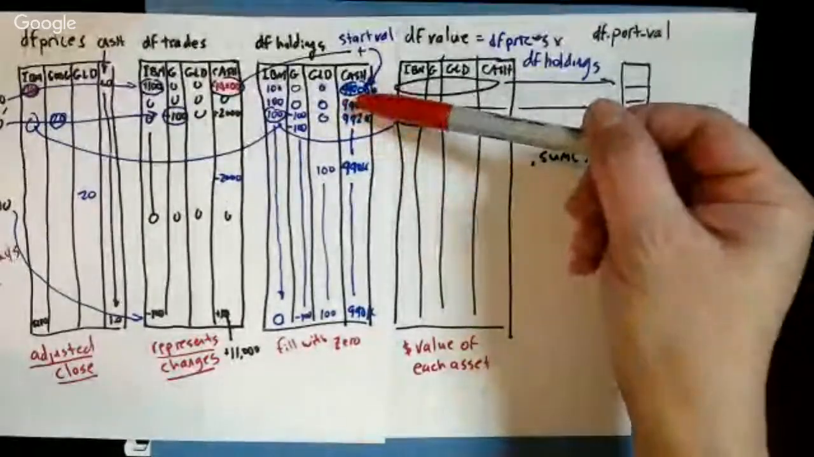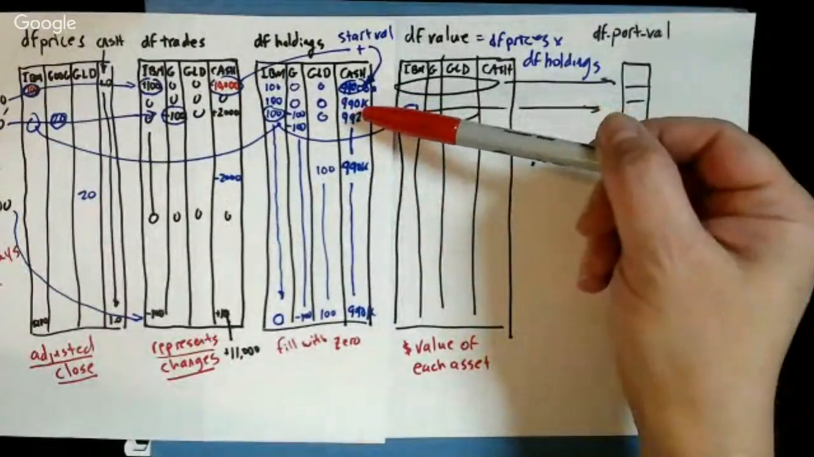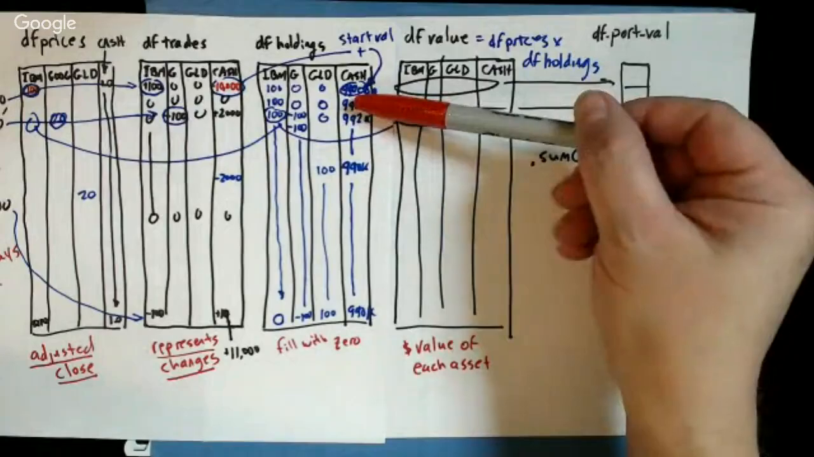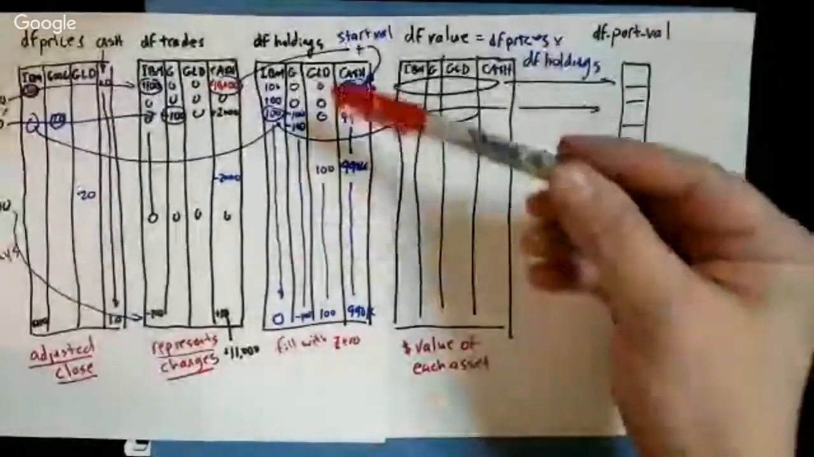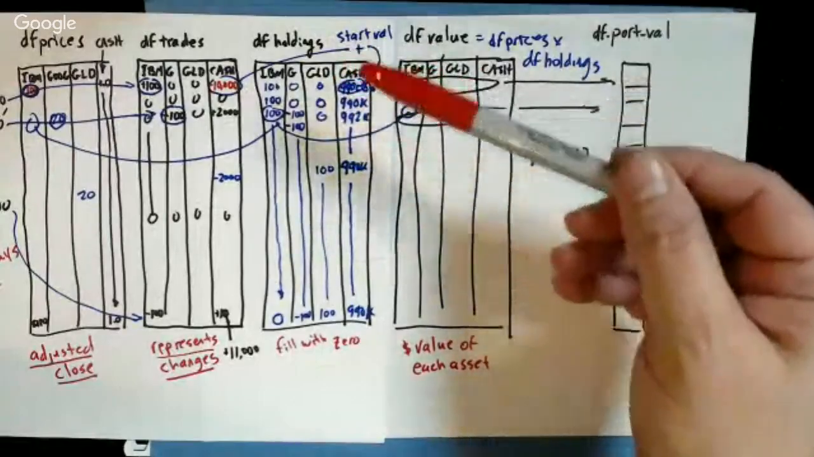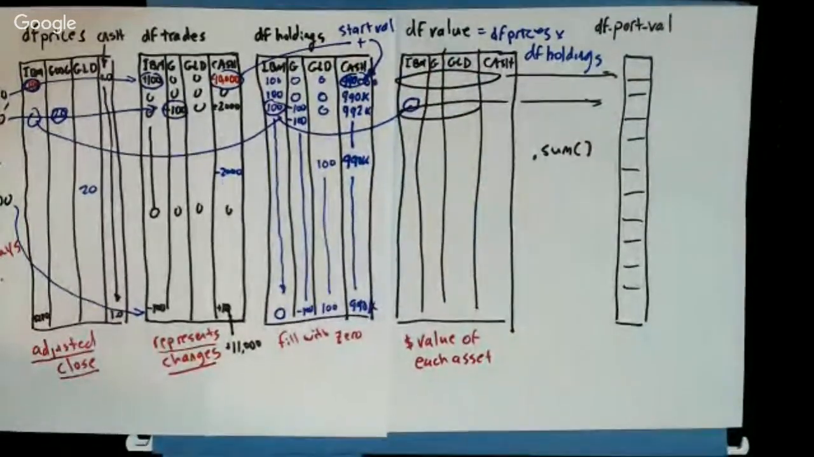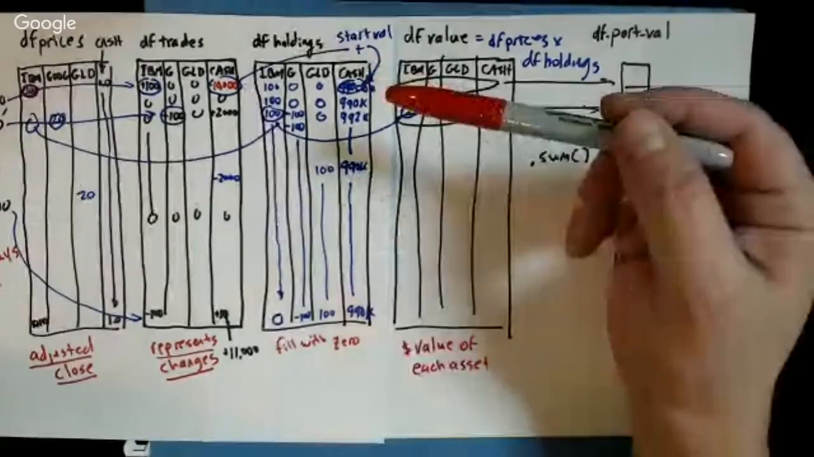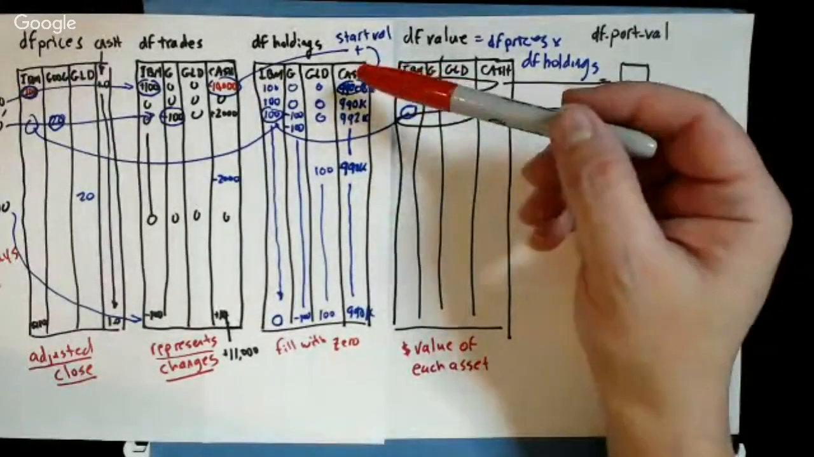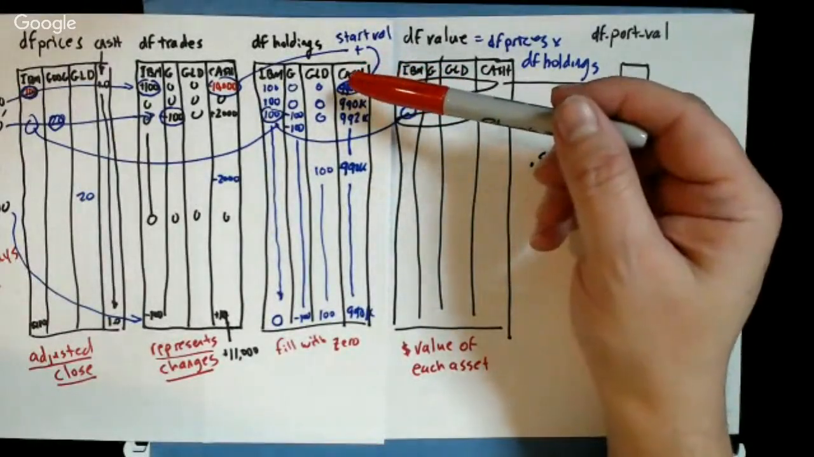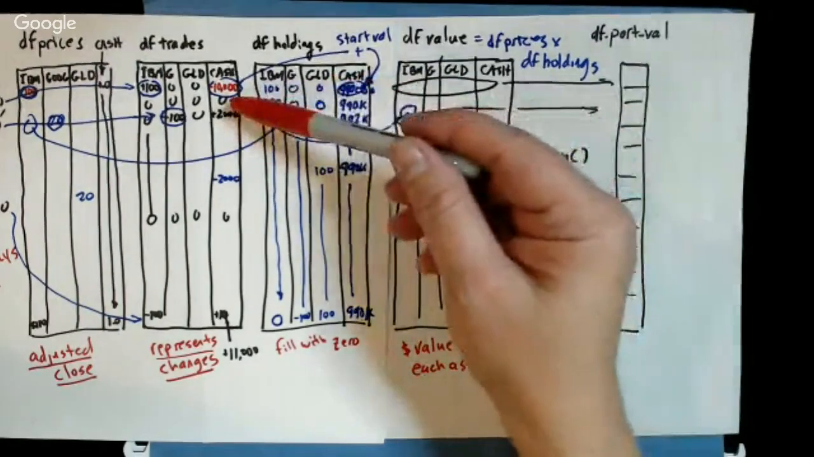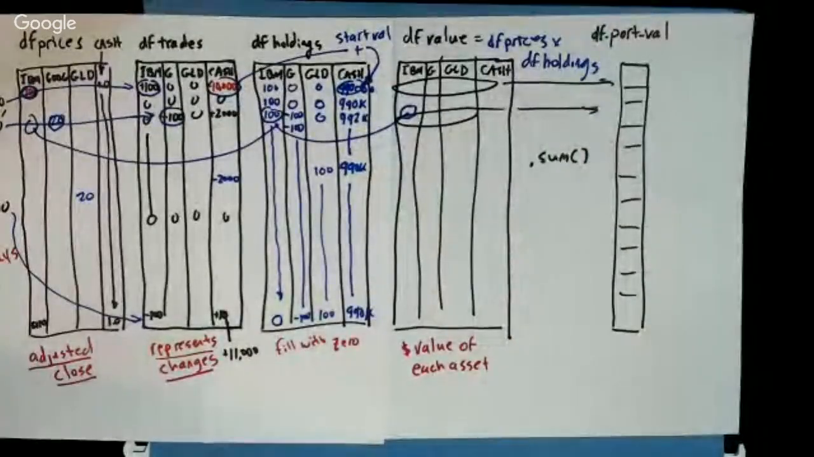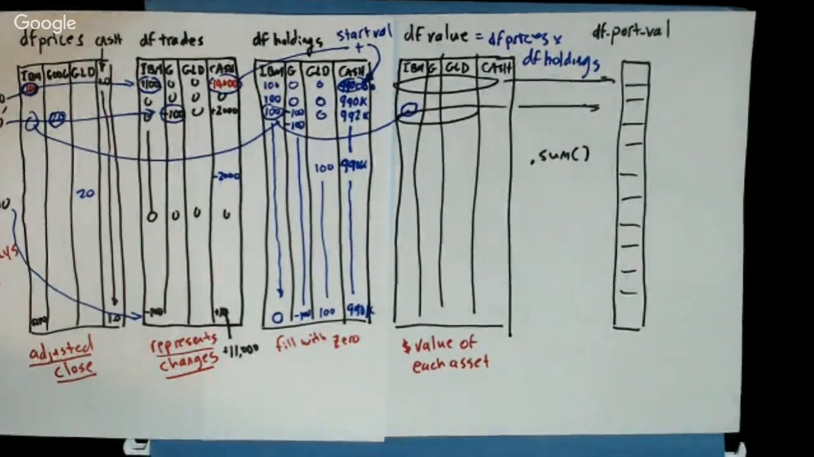So each row is the sum of the row above plus the current row in DF trades. So you just do a for loop. Actually, you can vectorize it, but it's easier to describe as a for loop. You do a for loop where each row is equal to the row above plus the current row in DF trades. Okay, so I hope that answered that question.